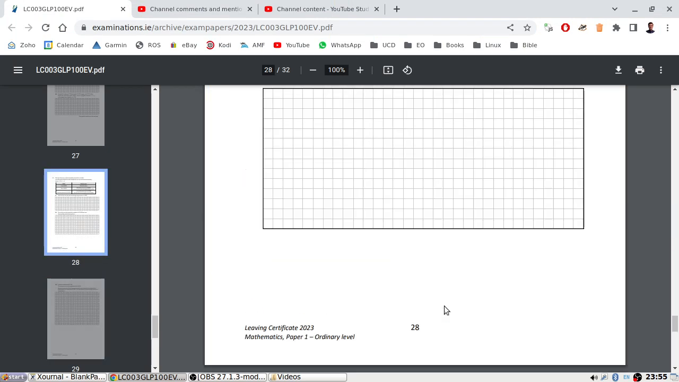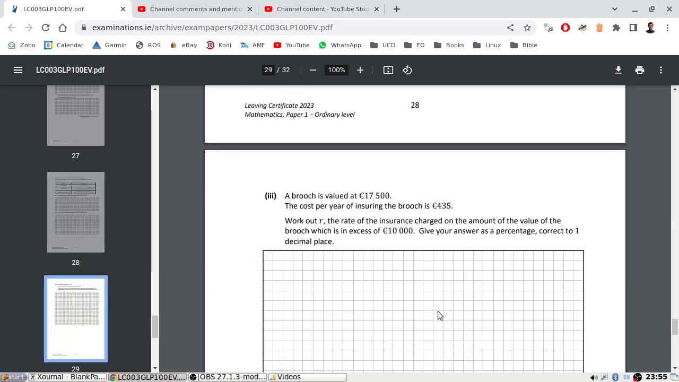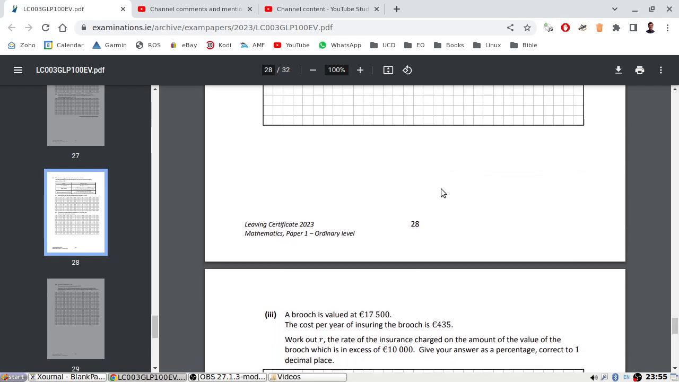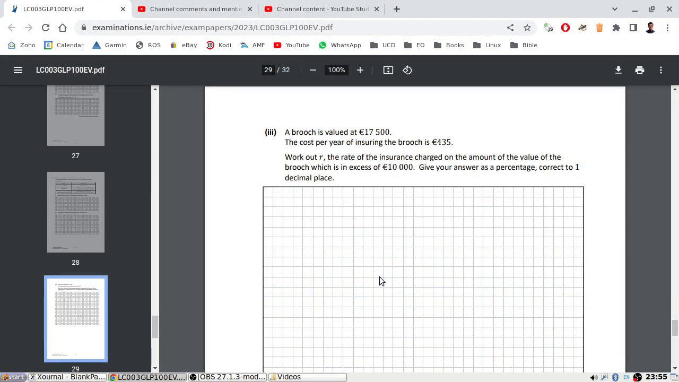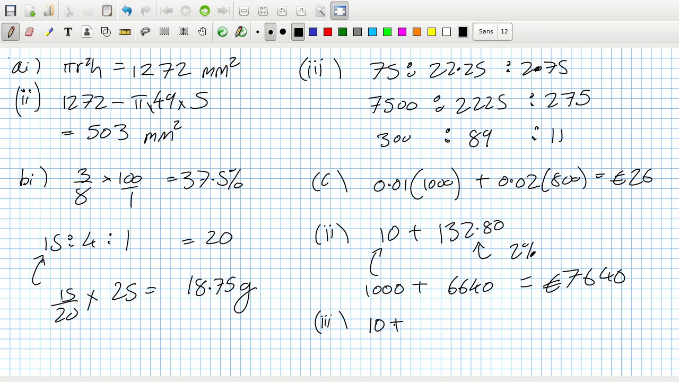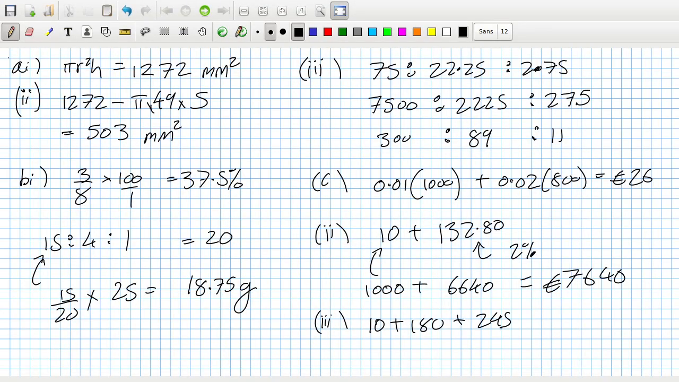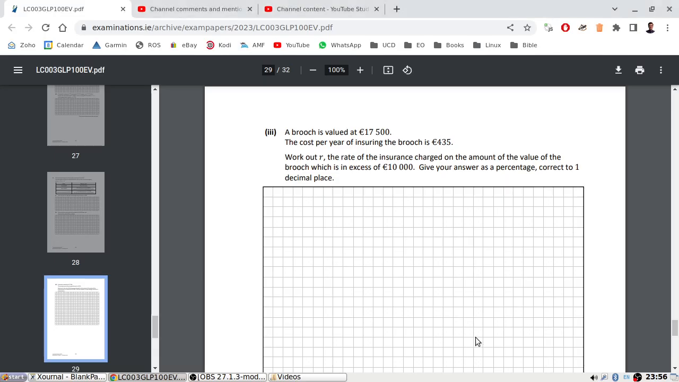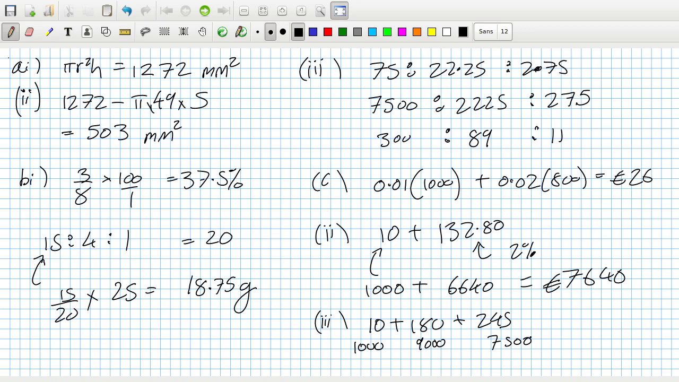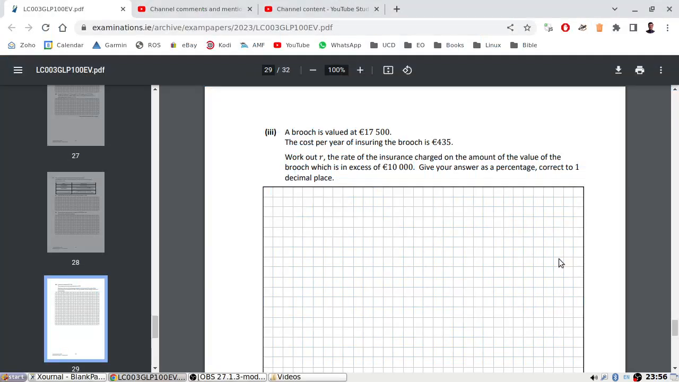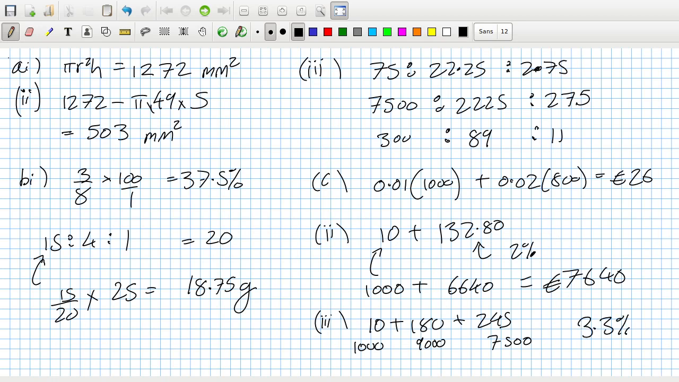A brooch valued at 17,500 puts it into the last band. It's 435. Work out the rate for the last band. Okay, so 17,500. First we have our 1% on the first 1,000, which is 10, and then we have 2% on the next 9,000. So that's 180. So that's 190, but it's 435. So 435 minus 190 means the last bit is 245. This was on 1,000 and this was on 9,000. That's 10,000. So this was on 7,500. So what's 245 as a percentage of 7,500? So 245 divided by 7,500 times 100 over 1. Give your answer to one decimal place. That is 3.3%.